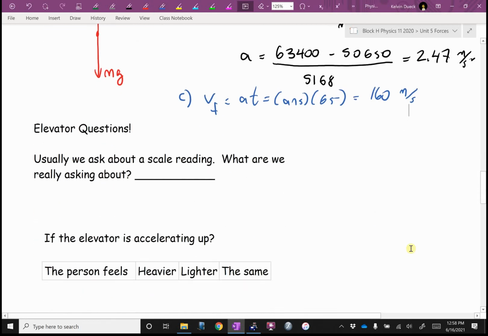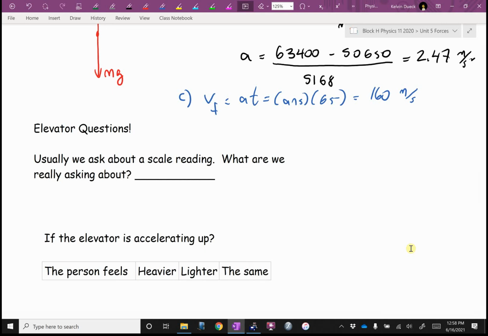There's going to be a whole page on elevator questions. In fact, I'll even be more specific. There's probably going to be unos, dos, tres, cuatro, 4 of them. I'll bet you in one of them you're going to be accelerating up. Another one you'll be accelerating down. Another one constant velocity. And another one in free fall.